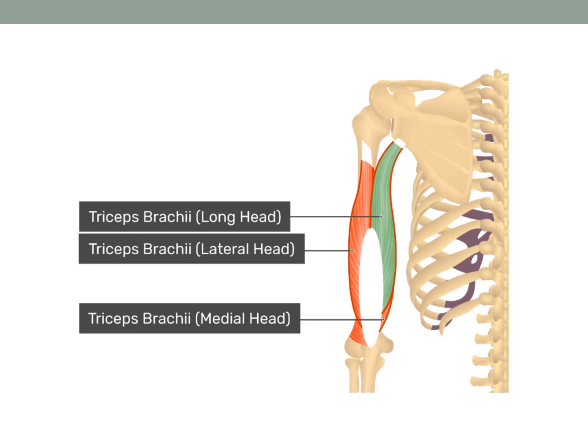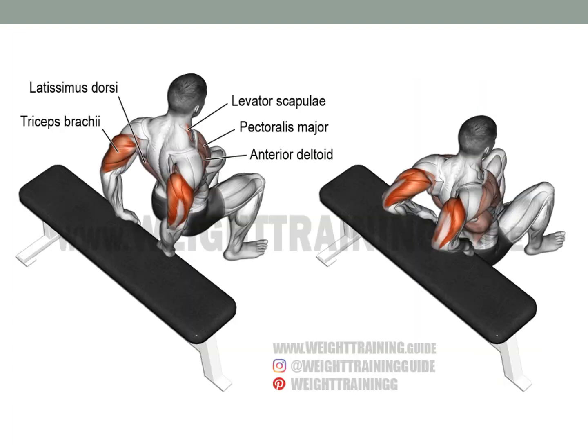So the long head is the one highlighted in the green. The lateral head is the orangey one, and the medial head you won't be able to see very well, but it is under the green, more by your ribs. A good exercise to build your triceps would be tricep dips, and you can see how much the triceps are being used in this exercise by this picture.